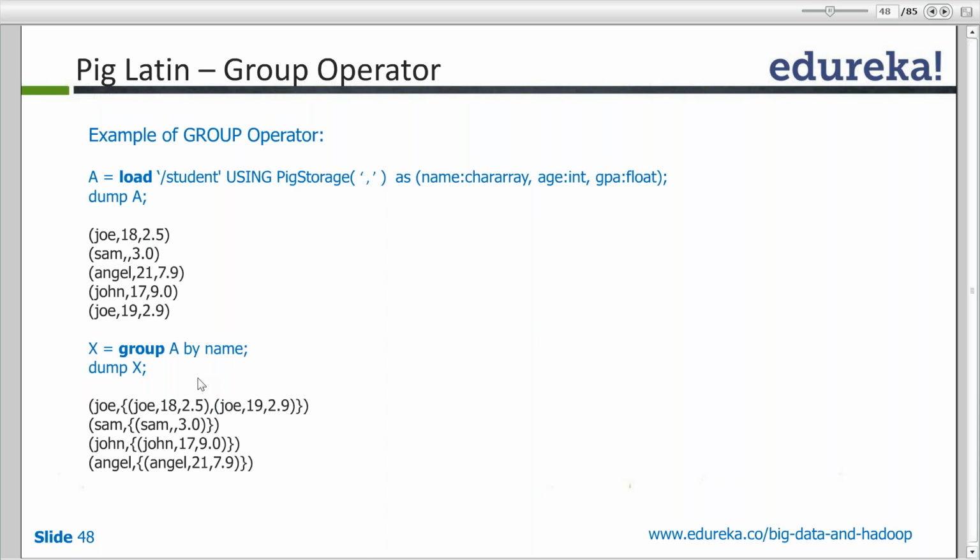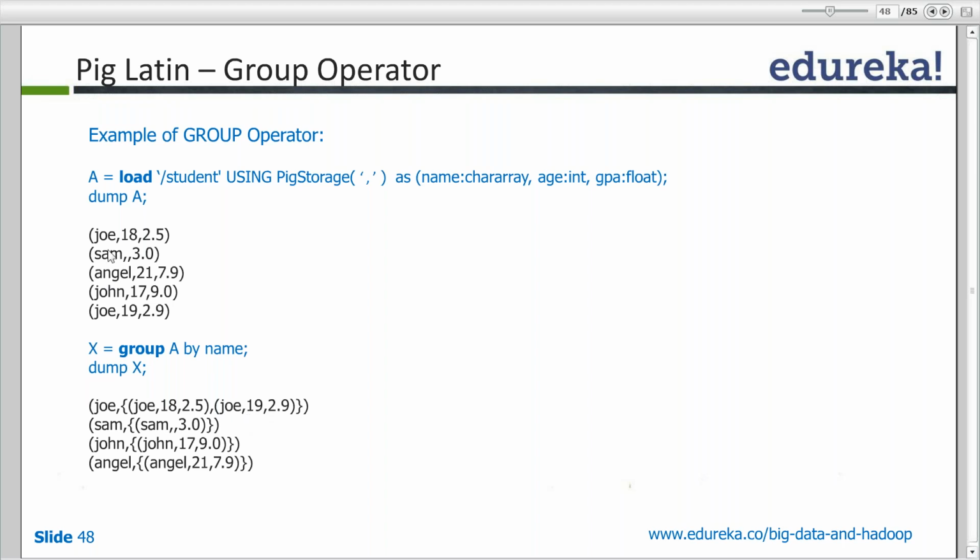Now, when I group by name, what will happen? All the tuples which have the same name come together as a single row. They would be grouped together. That is what is meant by group by. If you notice my output, it's again a tuple. My first field is my grouping key, basically name, that's Joe. Joe is repeated twice, correct? So what happens is these two will form a bag.